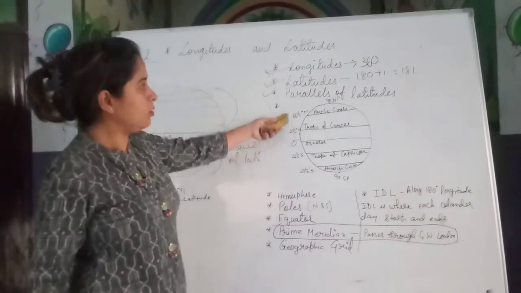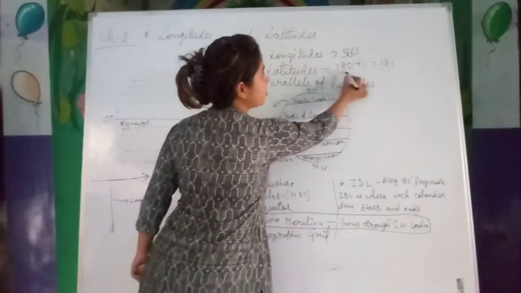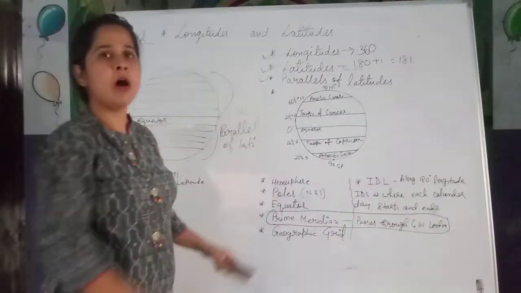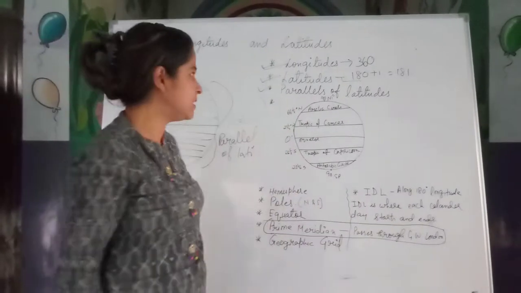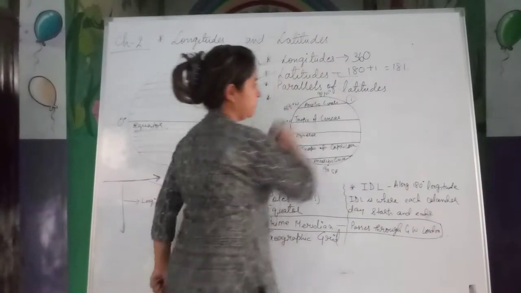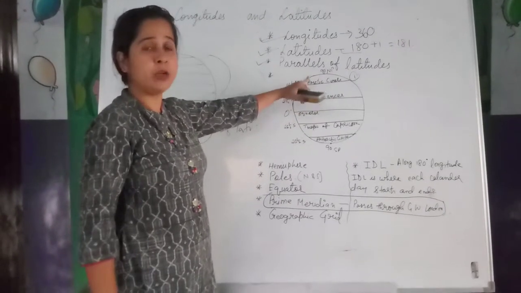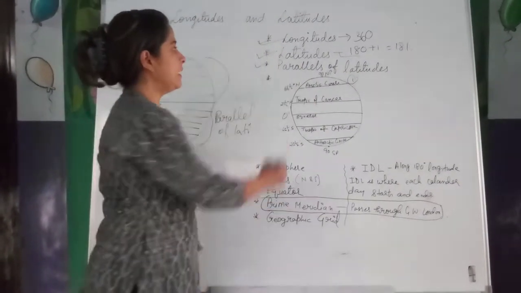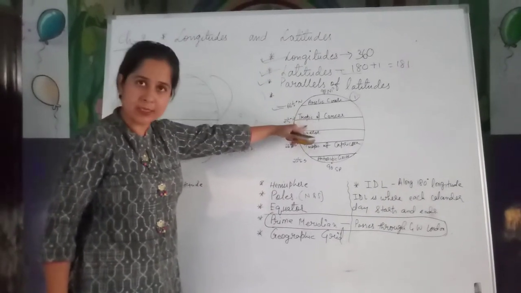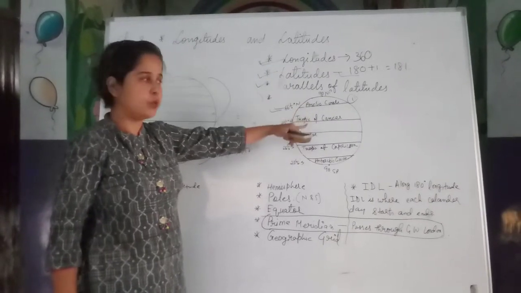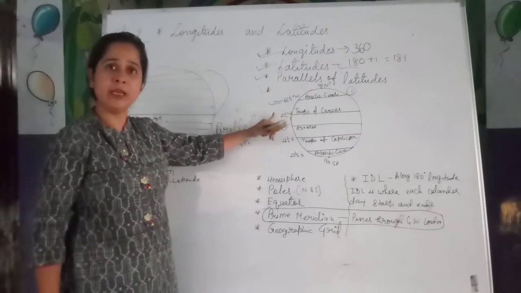Now let's talk about important lines of latitude. As I said, the total number of latitudes is 181, but not all are important. There are mainly 5 important latitudes. What are these? First is the Arctic Circle, the first important latitude, located at 66 and a half degrees north. Second is the Tropic of Cancer, the second important latitude, with a value of 23 and a half degrees north.